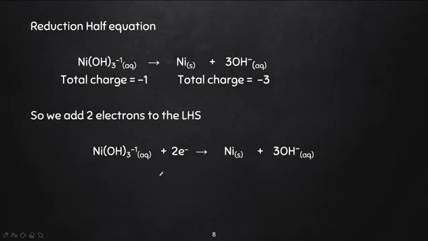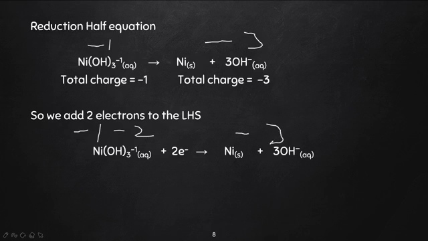Now for the reduction half equation, what happens is that you can see this has a resulting charge of -1, and on the right hand side, it has a resulting charge of -3. So there's a deficiency in charge on the left hand side. So we follow the same procedure we did for the last one. We have to add how many electrons to counteract -3? 2 electrons. -1 -2 will give us -3, and -3 on the right hand side. So this is the reduction half equation.